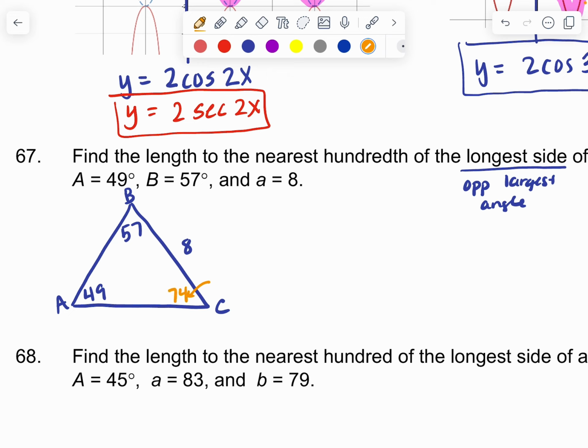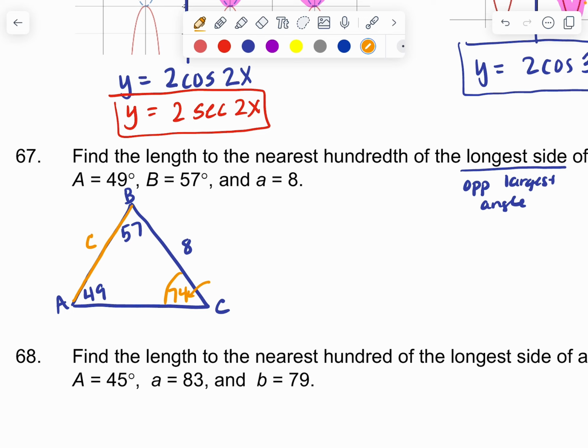So the biggest angle is the 74. That means the largest side has to be opposite. So this is the side that I'm looking for, okay? Now remember, I will always want to try to use law of sines because it's easier than law of cosines. If you have an angle and an opposite side, you can use the law of sines.